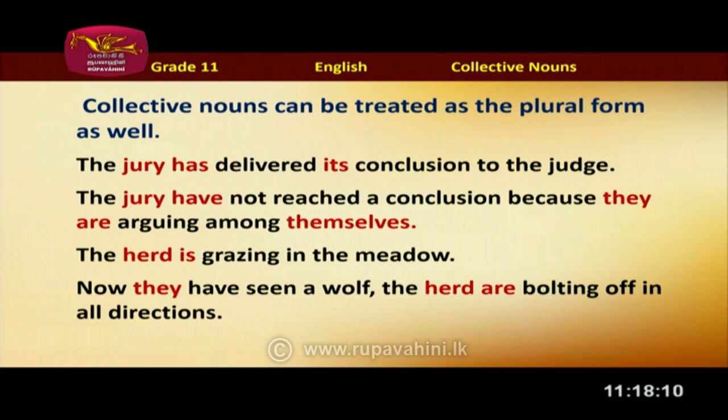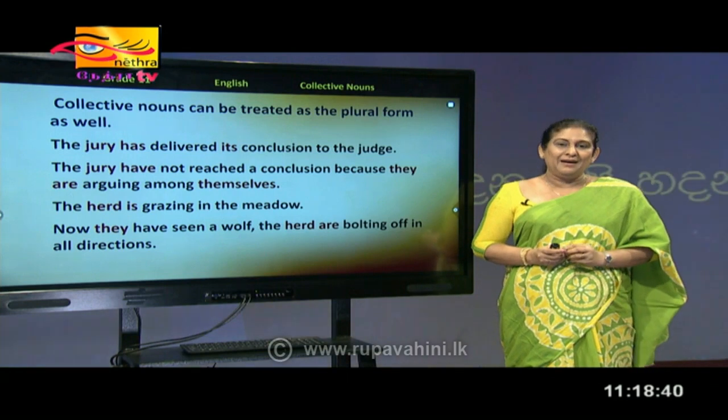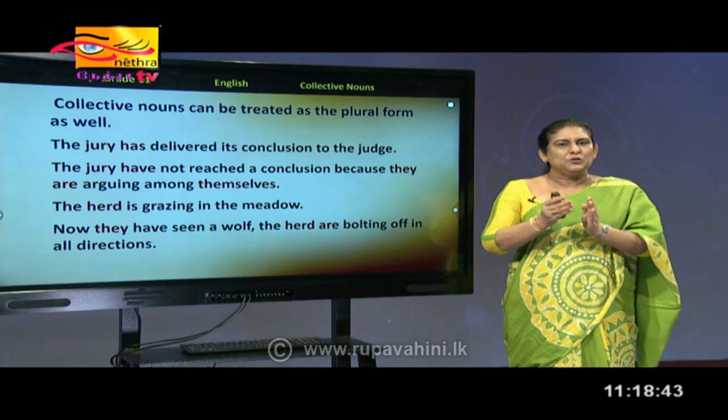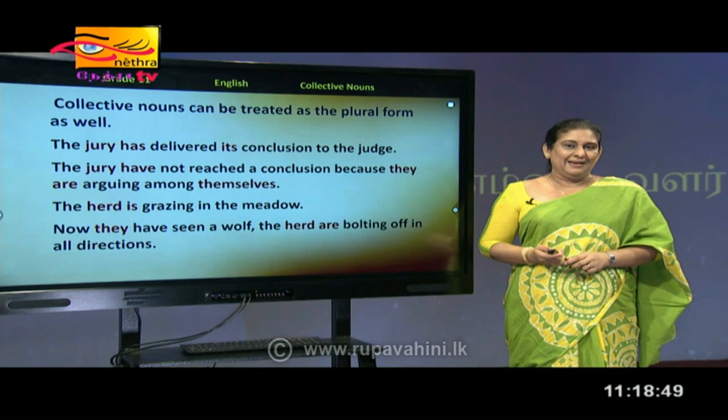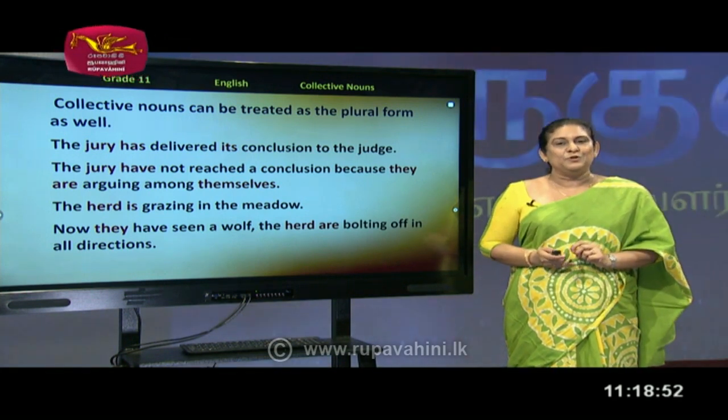But look at the second sentence. The jury have not reached a conclusion because they are arguing among themselves. Now what has happened to the jury? Yes, they are arguing among themselves. Yes. So then they have different opinions. Yes. Then they are not acting like a collection, not like a team there. Yes. They are having different opinions. Actually, a jury is to give their verdict collectively. So they have different opinions and later on they have to come to one opinion. So here the jury, each member is with a different opinion. And you have this clue, they are arguing. Then definitely it should be plural.